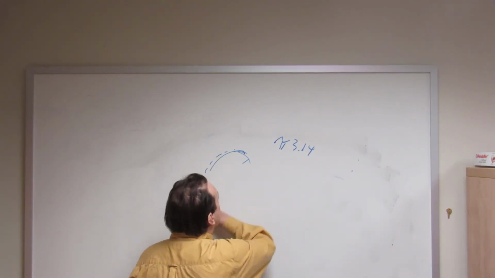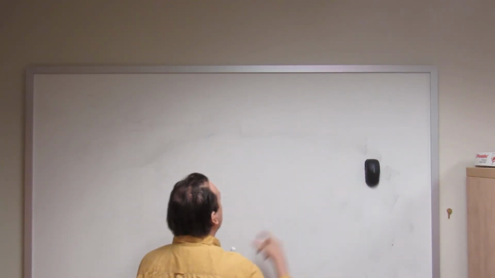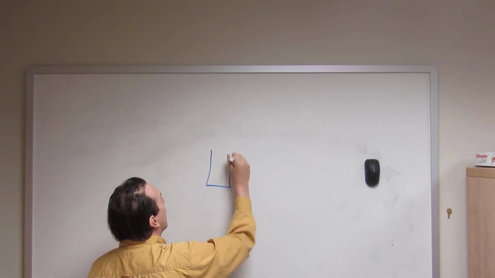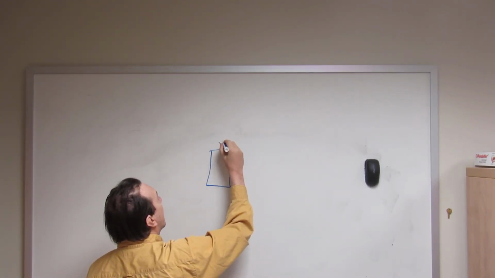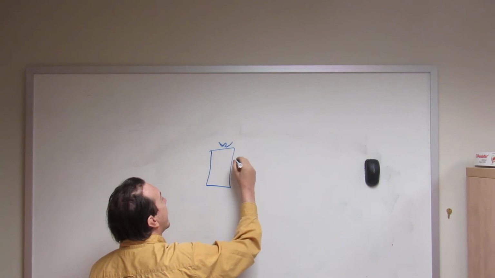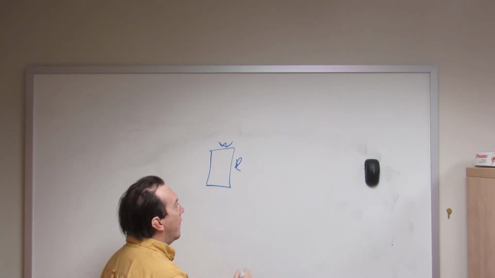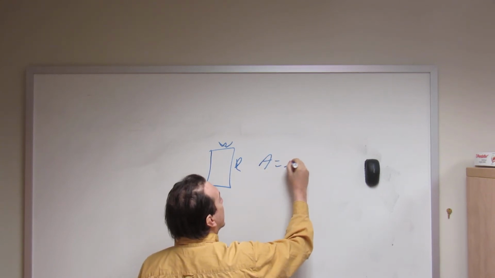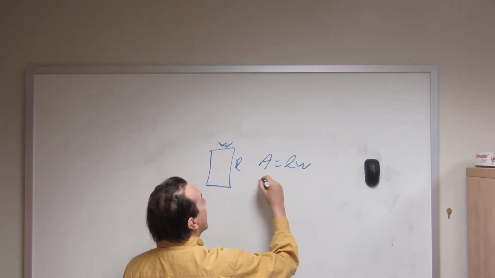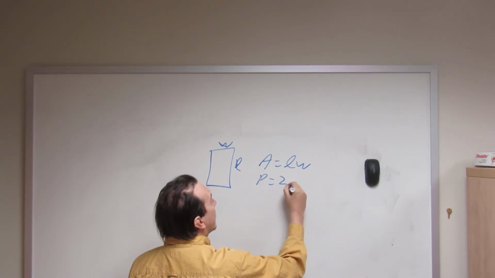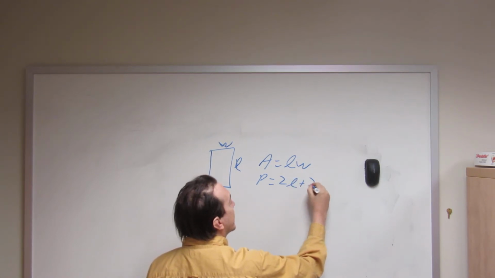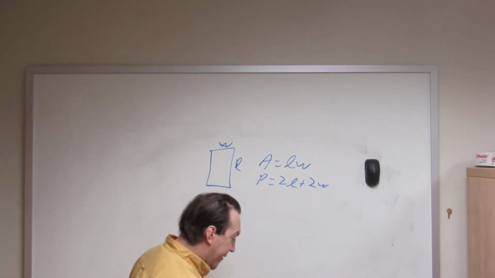For a rectangle, this is width and length. Area equals length times width. Perimeter equals 2 length plus 2 width.